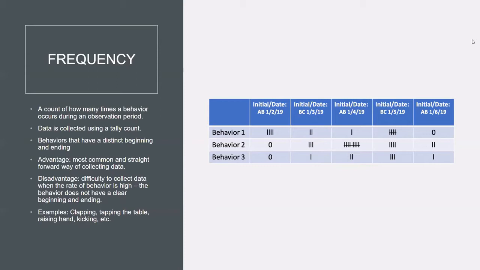Let's take a look at the chart. Each column is a different date with a different staff for each behavior. By looking at the tallies, you are able to count up each behavior. Take a minute and on a separate sheet of paper, write down the total frequency of each target behavior for each day.